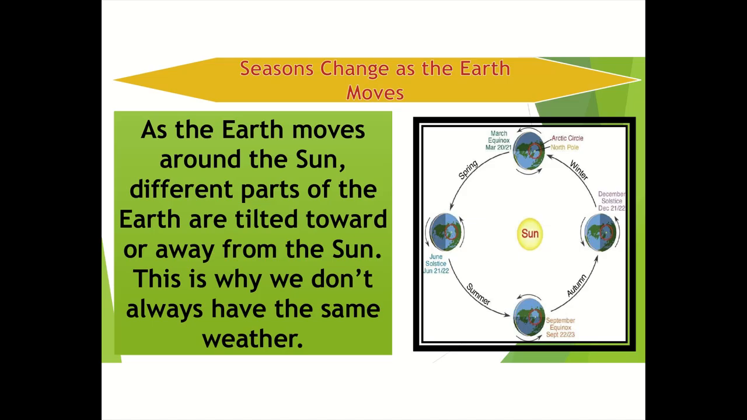Seasons change as the Earth moves. As the Earth moves around the Sun, different parts of the Earth are tilted toward or away from the Sun. This is why we don't always have the same weather.